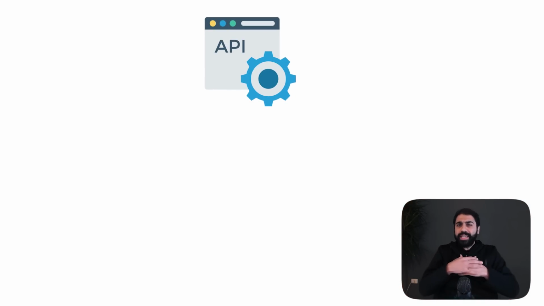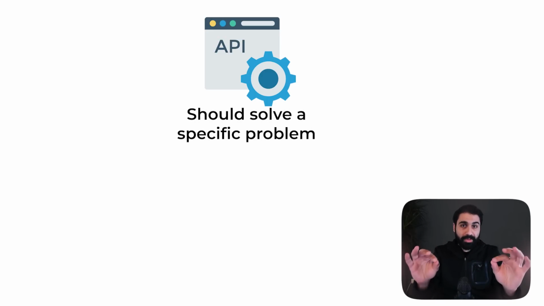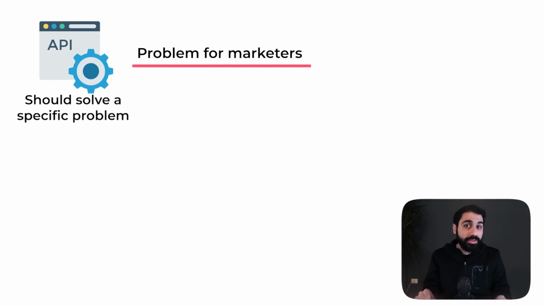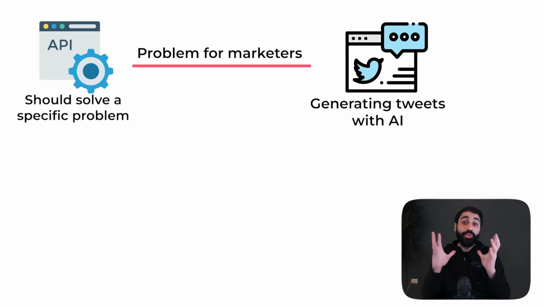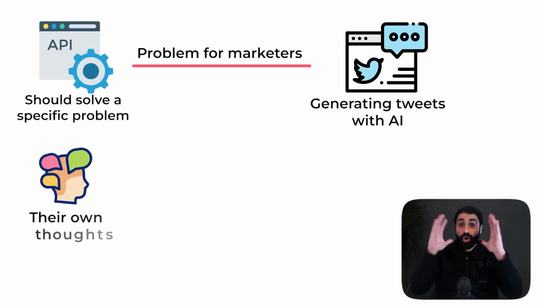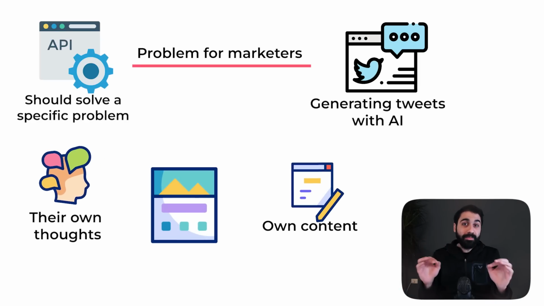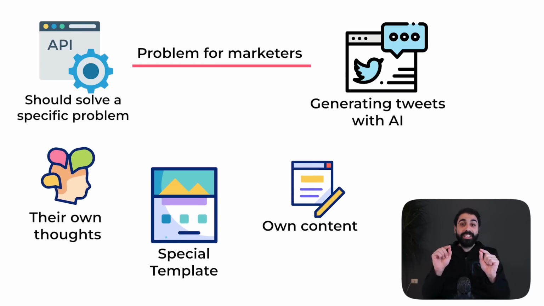It's very simple. Let's now start with a real example. So an API is like any other product you want to sell. It should solve a specific problem. So in our case, we are going to solve a problem for marketers, which is generating tweets with AI. But not any tweets, we are going to help content creators and X users generate tweets based on their own thoughts and their own content, plus special templates they can use when they use our API.